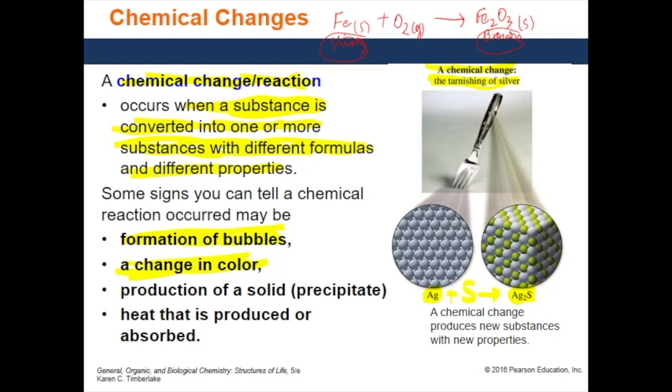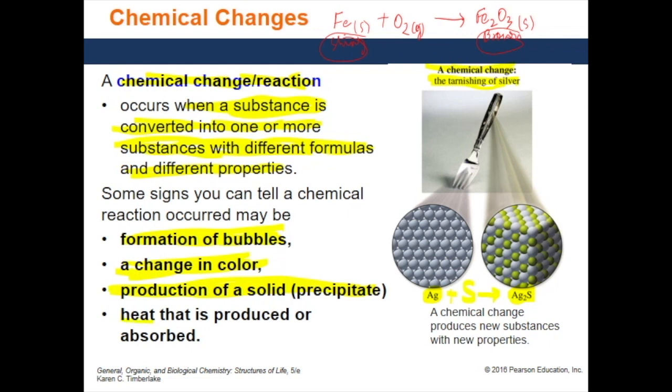Another indicator is the production of a solid, or precipitate. You will see some of these examples later in the chapter. A precipitate is any solid that is produced during a reaction. You might have seen some reactions online in YouTube videos where two clear, transparent solutions are mixed together and it produces something solid, something completely different. That solid that is produced is called a precipitate. That means that solid is no longer soluble in water. If you see something like that, that is also an indication of a chemical reaction.